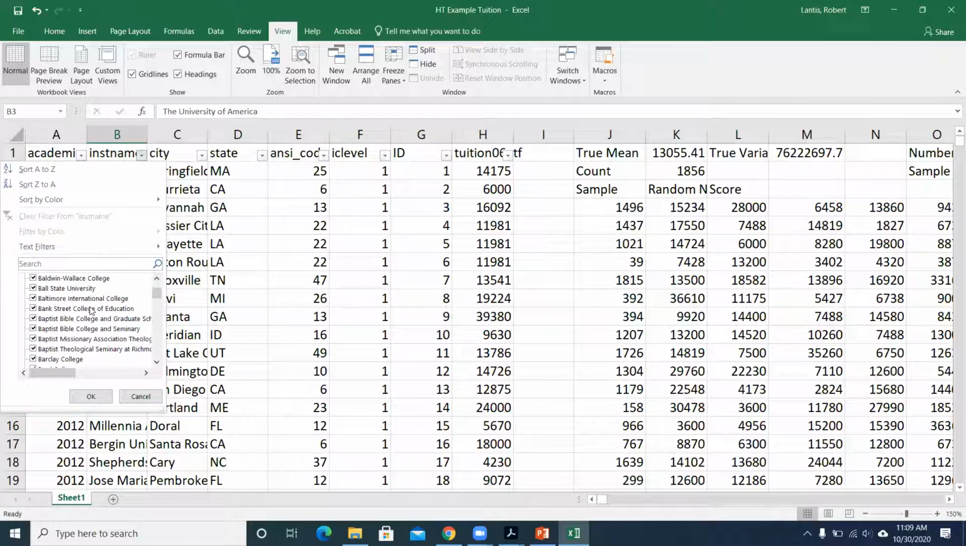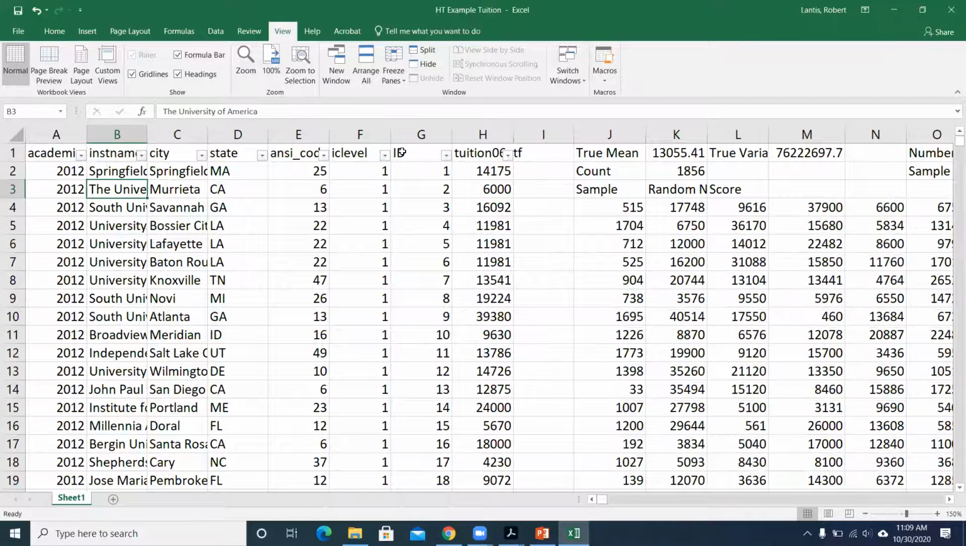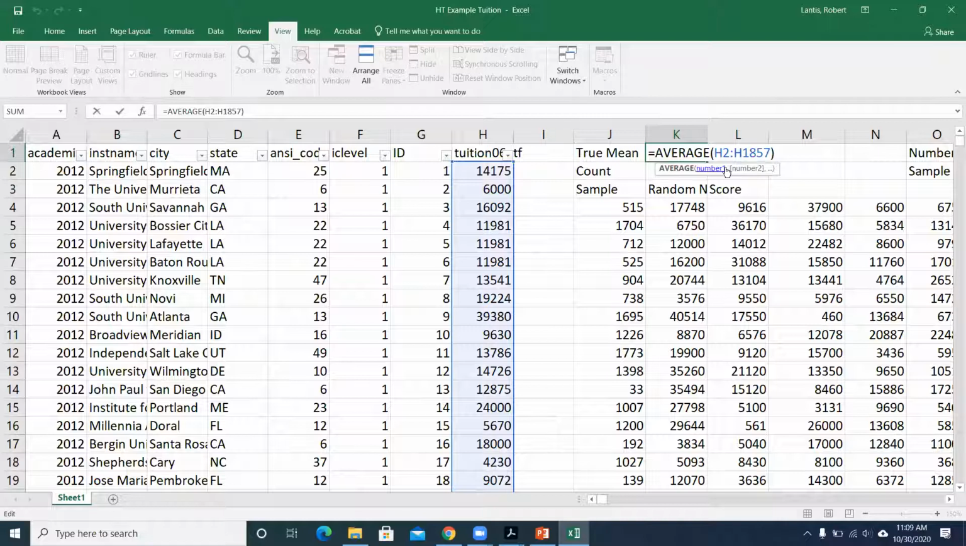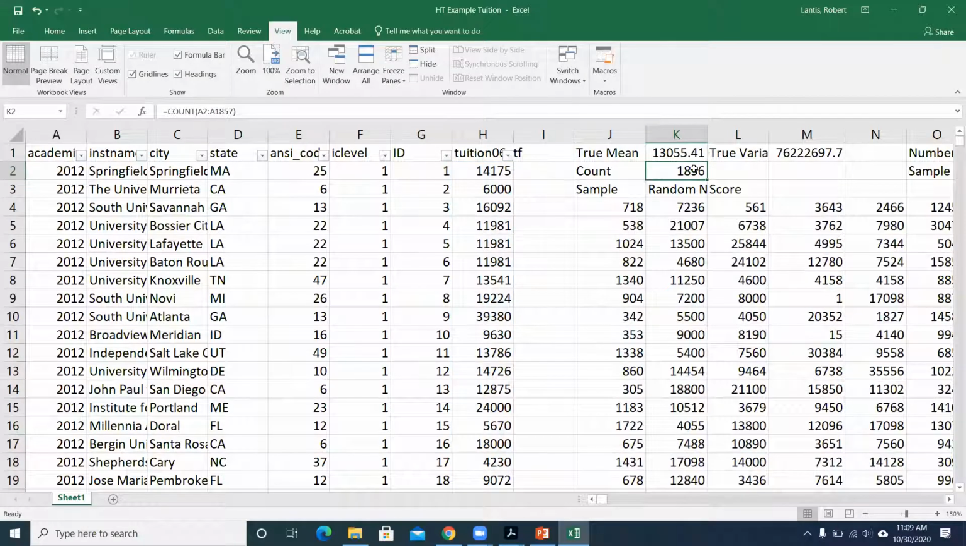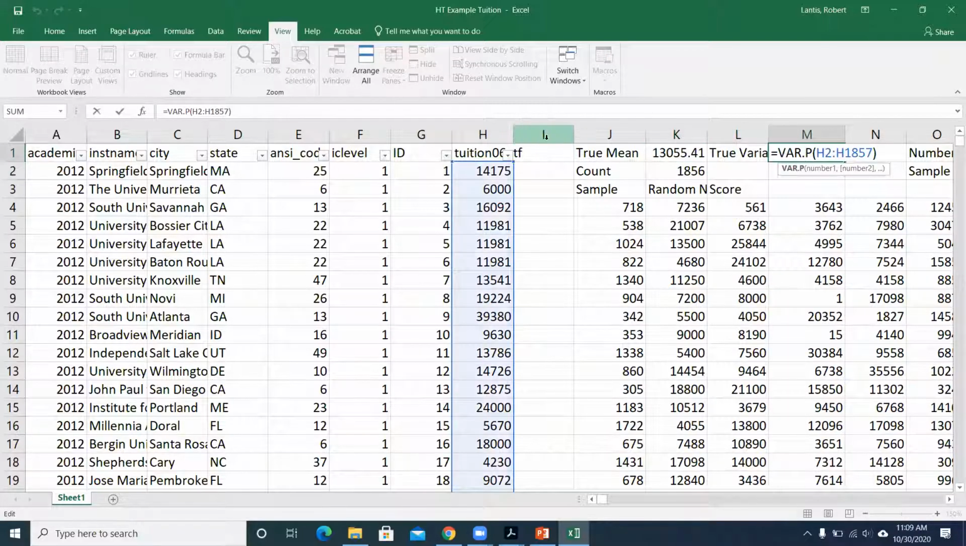Did I pass it? Yeah, Ball State University. I've got all these different universities. You can look at what their tuition was. And I forget what year. I think the last reported year they had was, here it is, 2012, when they had every single university's tuition. Right? So I can find the true population mean by simply using that average function in Excel. Right? That's nothing crazy. I can find what my sample size is if I was interested in it. I can find my true population variance.